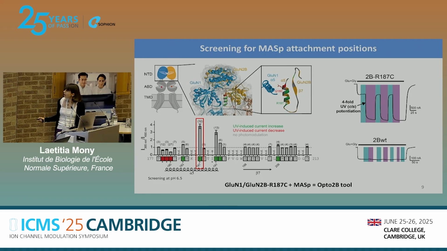Importantly, MASP labeling of Xenopus oocytes expressing wild-type GluN1-GluN2B receptors did not elicit any photodependence of the NMDA currents, showing the specificity of the MASP labeling to the attachment at this cysteine. So in the rest of the talk, I will call this mutated receptor labeled with MASP the Opto2B tool.